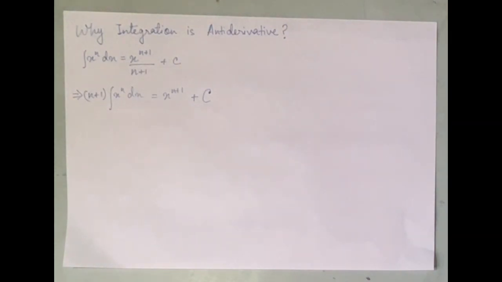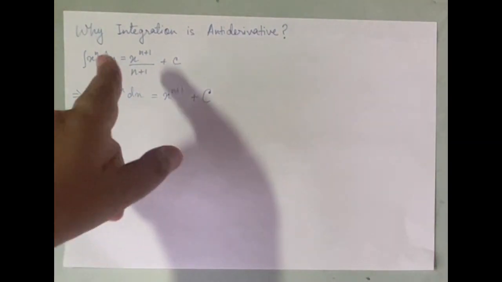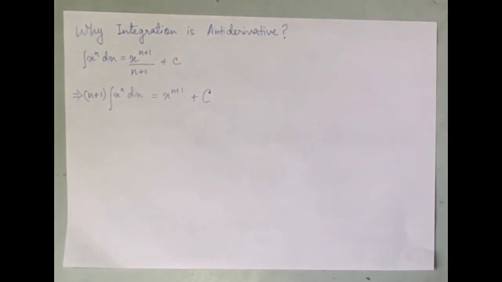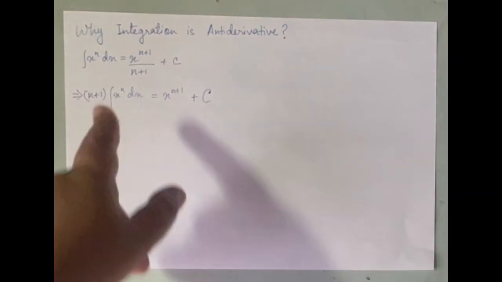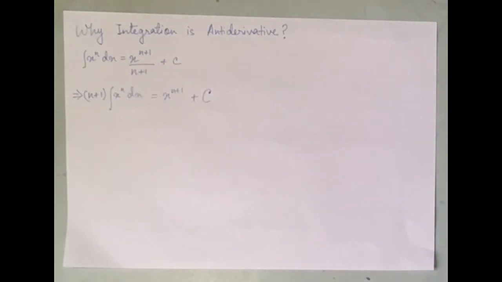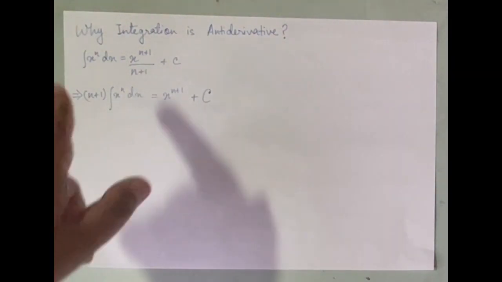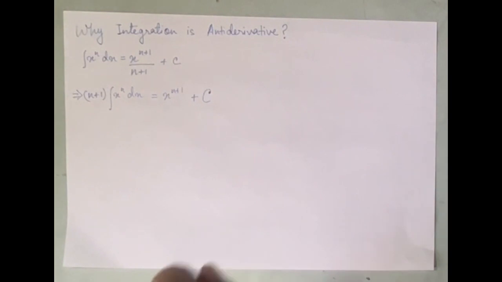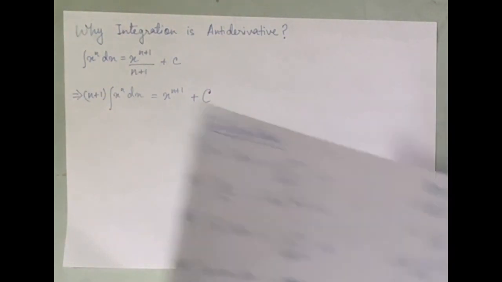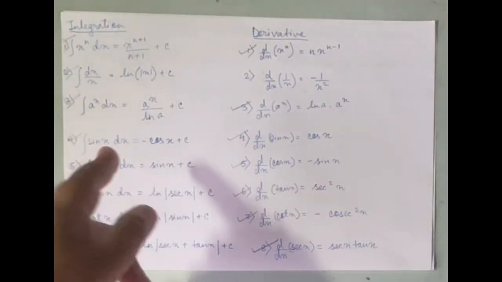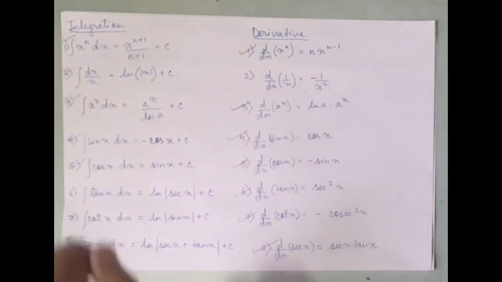Very important thing: this integration has an exception. That is, n can never be minus 1, because if n is minus 1, then minus 1 plus 1 would come to be 0, which is infinity, and area can never be infinity. So an exception to this form is that n can never be minus 1. If n is minus 1, then x to the power n would be 1 by x, whose integration is ln x, which I have already said on the previous page: 1 by x integration is ln x.